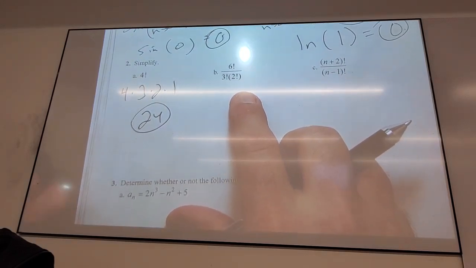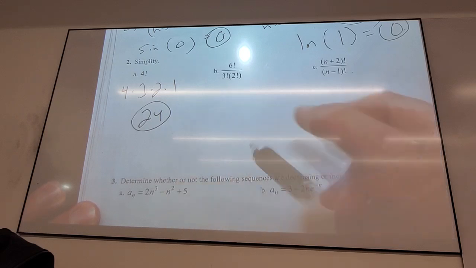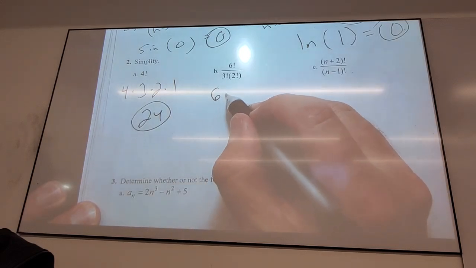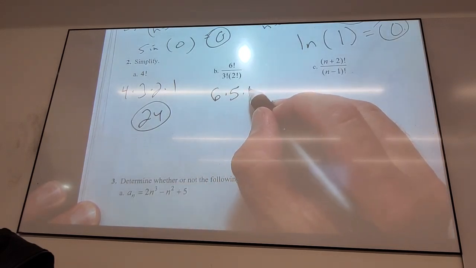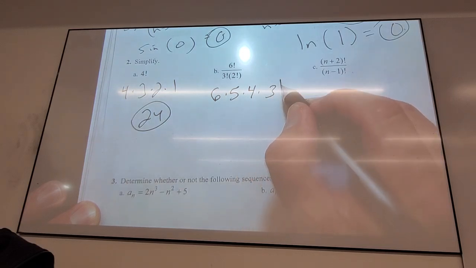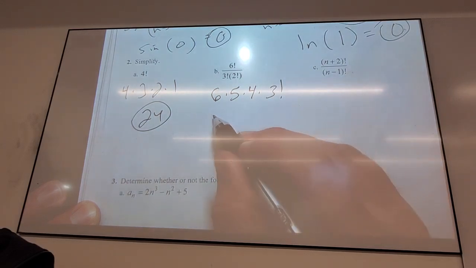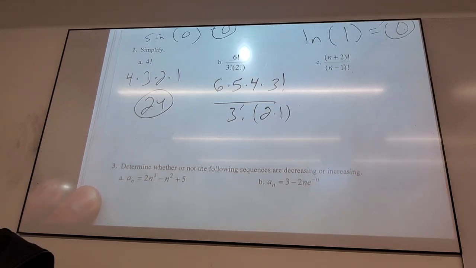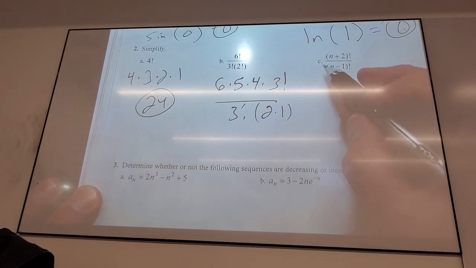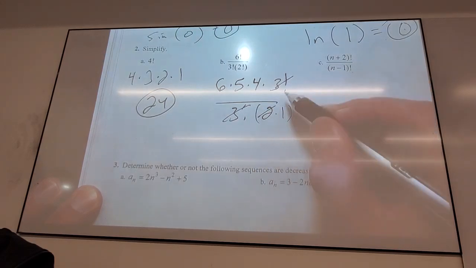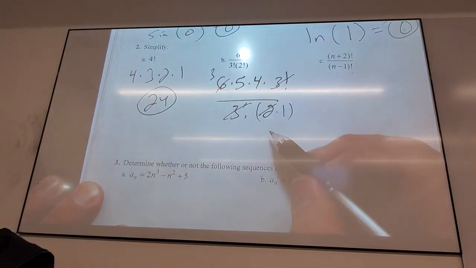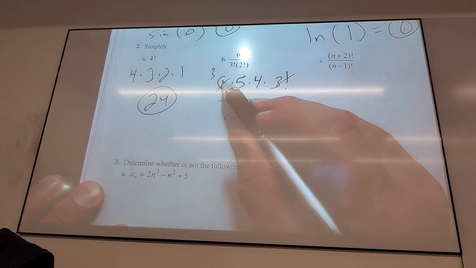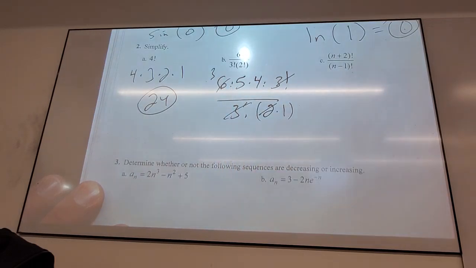What's the bigger number on the bottom? So what I can do on the top is 6 times 5 times, and I need to remember all that. And what's 2 factorial? It's 2 times 1. So then what cancels? It feels like the one in the front. Right? And then you get 60.